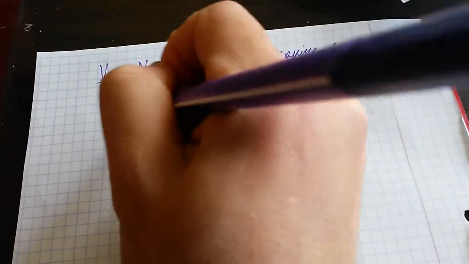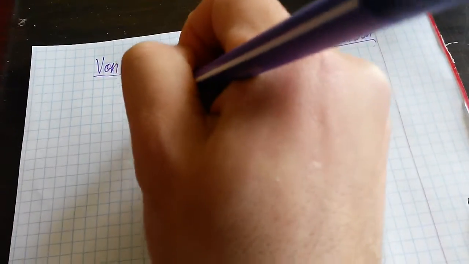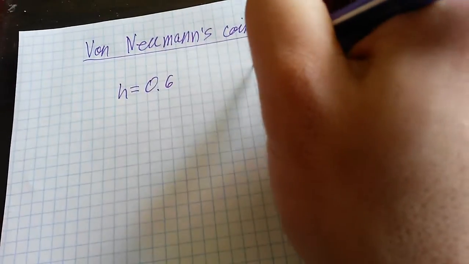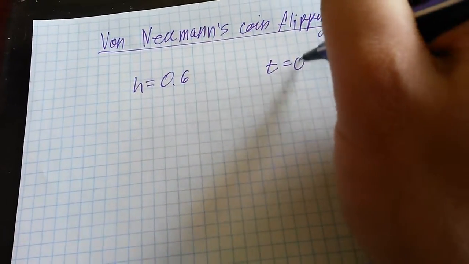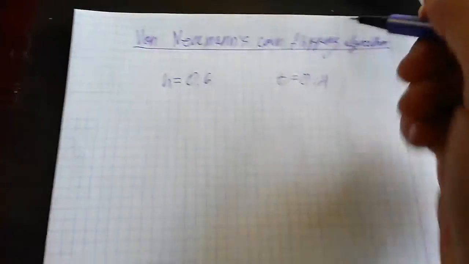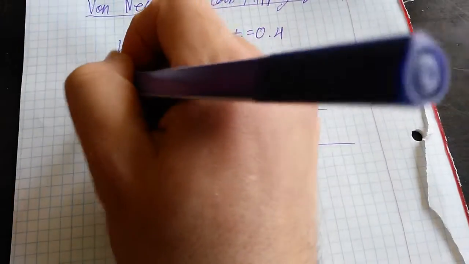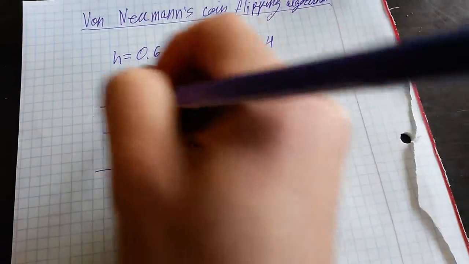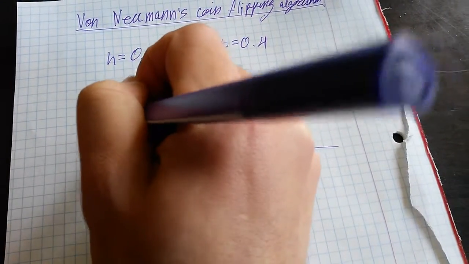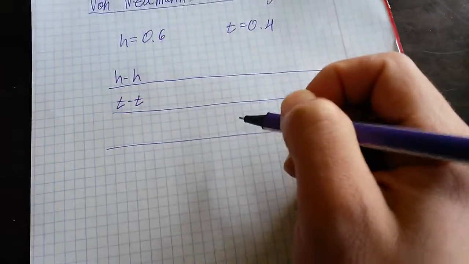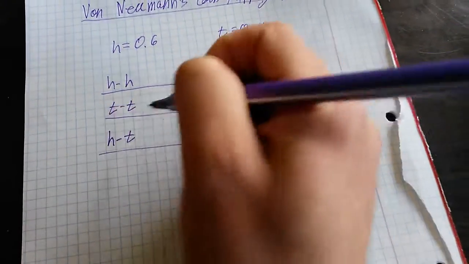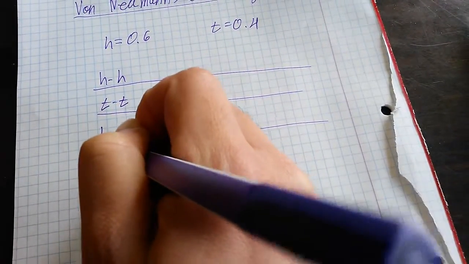So let's take an example, and we'll say that we have a biased coin that produces heads with a probability of 0.6 and tails with a probability of 0.4. Now what we'll do is we'll toss the coin twice, and this will produce 4 results. One will be heads and then heads, the other will be tails and then tails. After that we'll have heads and then tails, and tails and then heads.